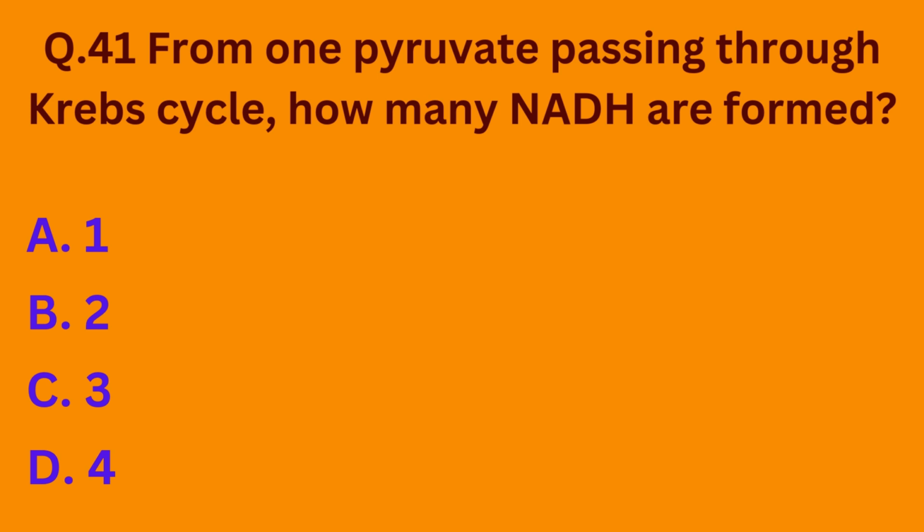Coming to next question, from one pyruvate passing through Krebs cycle, how many NADH are formed? Option A, 1, option B, 2, option C, 3, and option D, 4. The correct option is option C. 3 NADH are formed from one pyruvate.